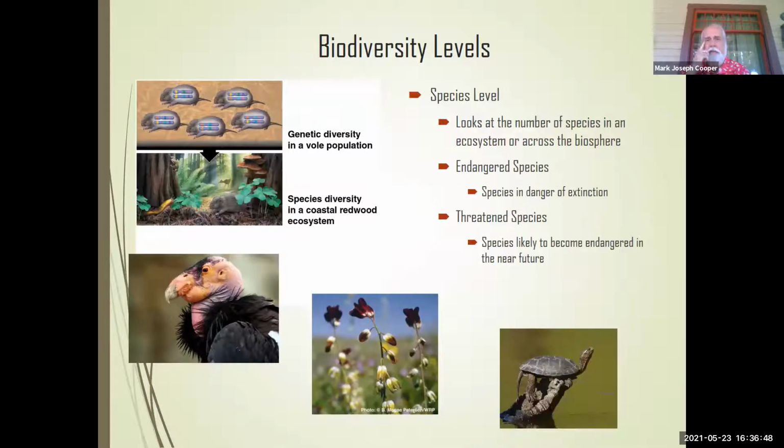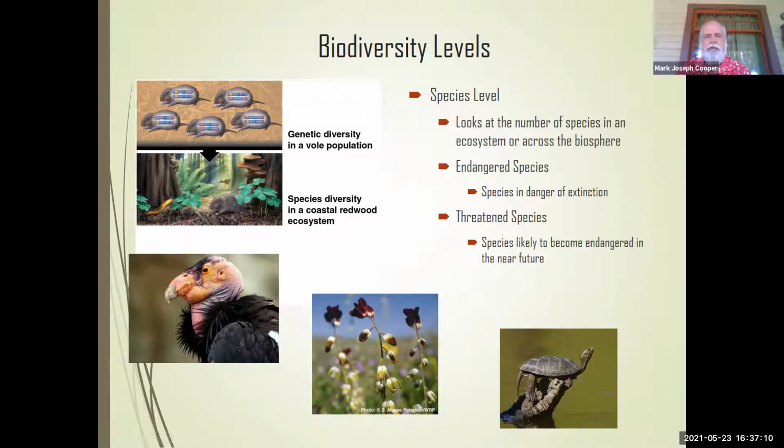All right, another level, adding another one to it, is the species level. You look at the number of species in the ecosystem or across the biosphere. And so it's a step up. So instead of that first picture, we're looking at the second picture here, where you're looking at species diversity in a coastal redwood ecosystem. So how many species are here? What are they? Why do they matter?